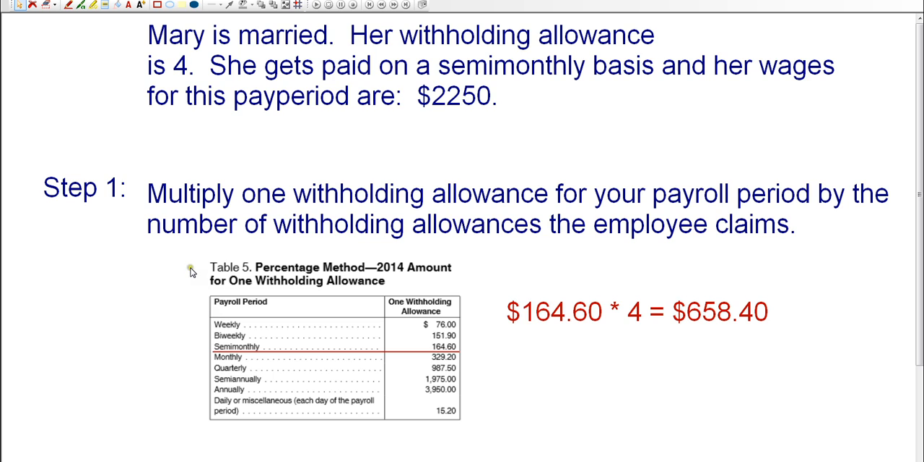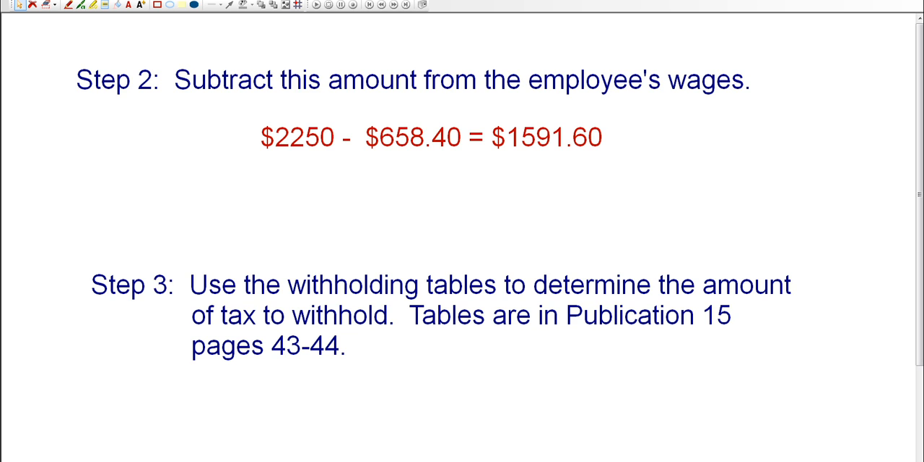So when we look at the table, we know that she's paid semi-monthly, so we need to go to the third line. One withholding allowance is $164.60, but Mary has claimed 4. So you're going to take the $164.60, multiply it by 4, and that will give you $658.40. Okay, so now we're going to take this number, $658.40, and we're going to use that in step 2.